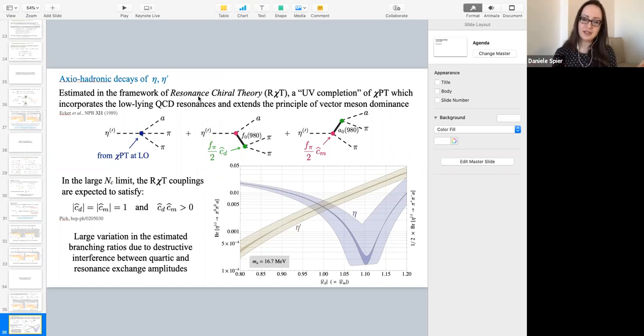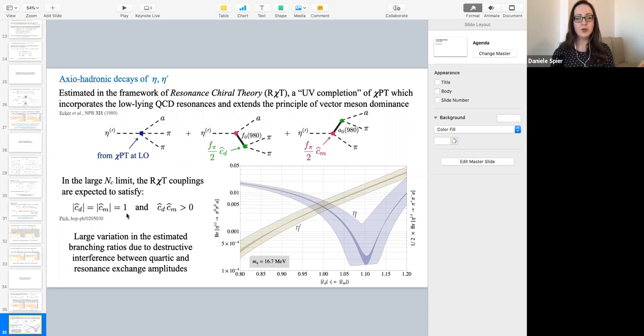Okay, so if you work in this framework, which seems to describe eta and eta prime decays quite reasonably, and then you extend it to include the axion, you find that there are very important contributions from this resonant exchange, especially the scalar resonant exchange, the f0(980) and the a0(980), that also contribute with the same magnitude as the contribution from chiral perturbation theory at leading order. Yes, and the issue now is that you don't know what the size of these couplings of the light mesons to these scalar resonances are very well.